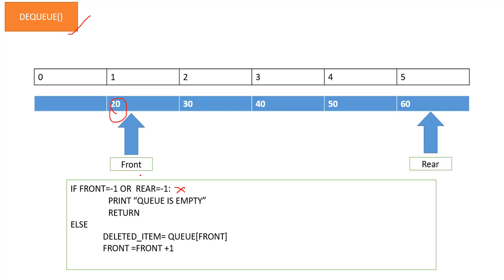Then front is incremented by 1. Now front will move to the next position. So now this logic will do increment of front by 1. So in this way the elements will be deleted with this logic.